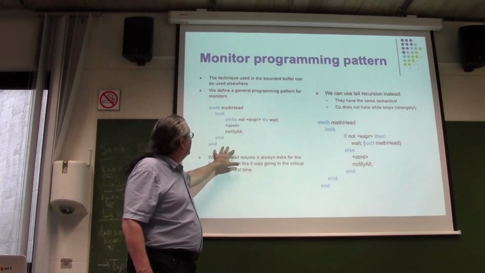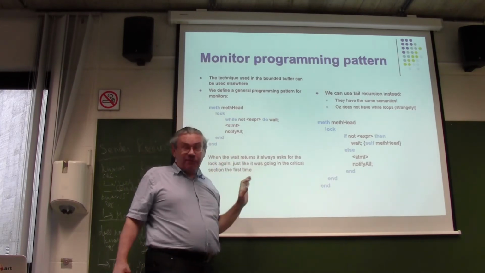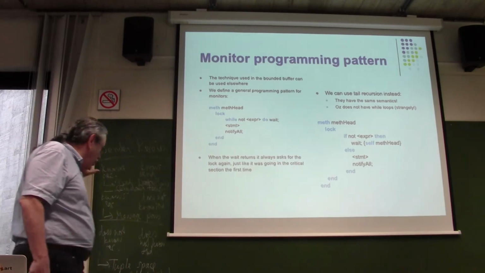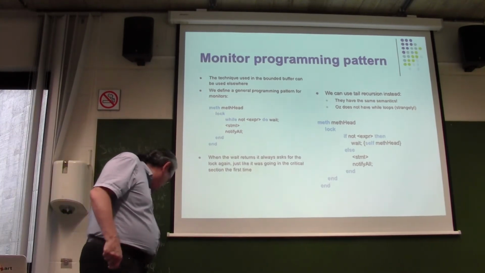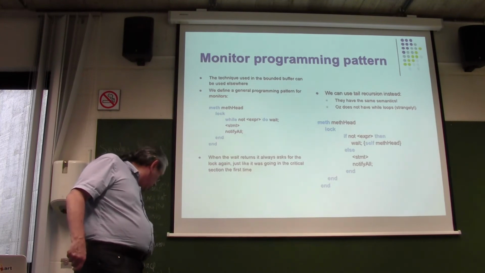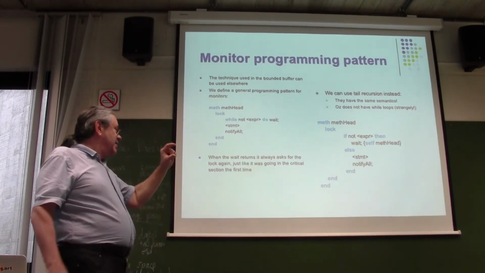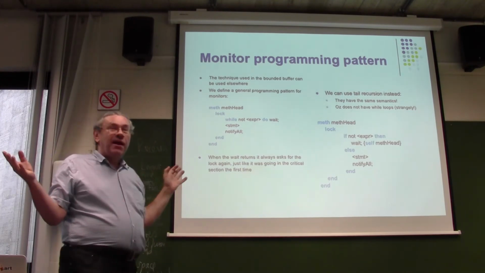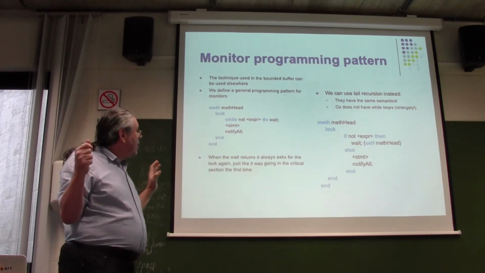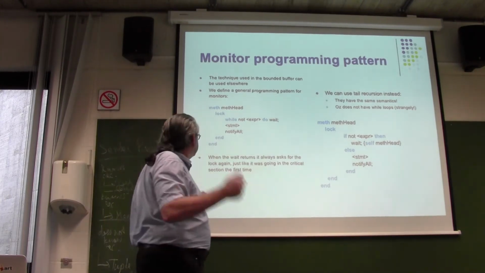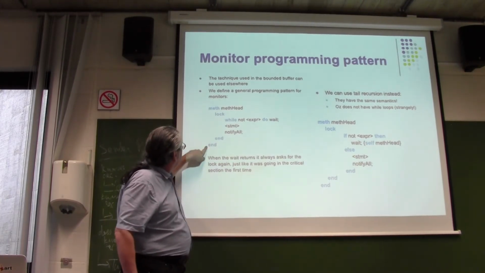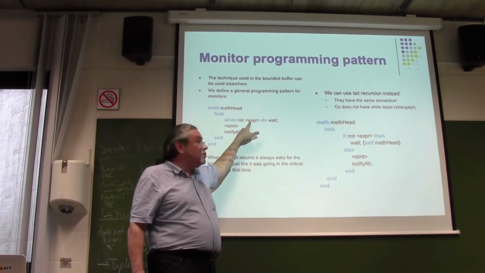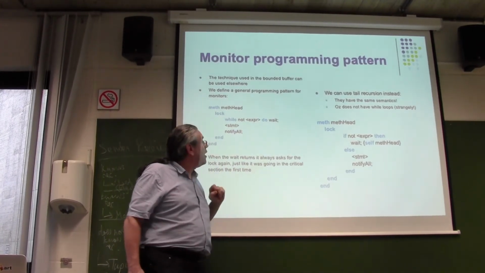Okay? So when you use monitors, you always have to use this programming pattern. It's a very simple pattern. And if you want to do anything different, there are thick books on concurrent programming in Java. There's a famous book by Doug Lea called Concurrent Programming in Java. It's like 300 pages. It shows you lots of things. Some of them are very subtle, but the basic idea is always the same. When you wake up from a wait, you have to check the condition again. So it has to be a while loop.